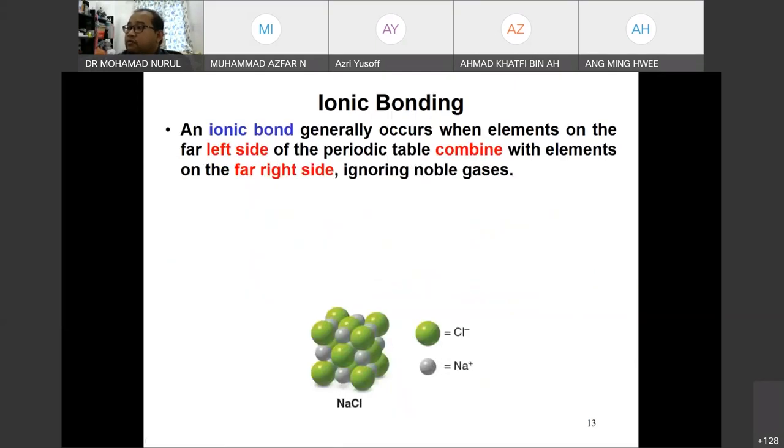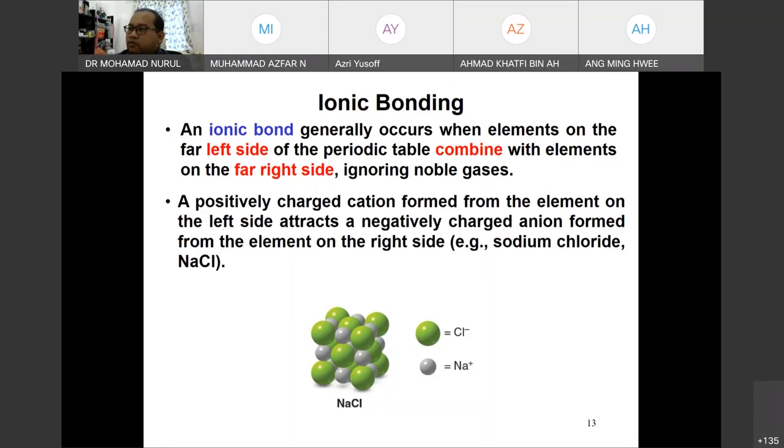So for ionic bonding, ionic bonds generally occur when elements on the left side of the periodic table, metals for example, combine with elements on the far right side, for example the halogen groups, ignoring noble gases, because noble gases are already octet and stable and don't react if we introduce electrons or protons. So a positively charged cation from the elements on the left side, and a negatively charged anion from an element on the right side.